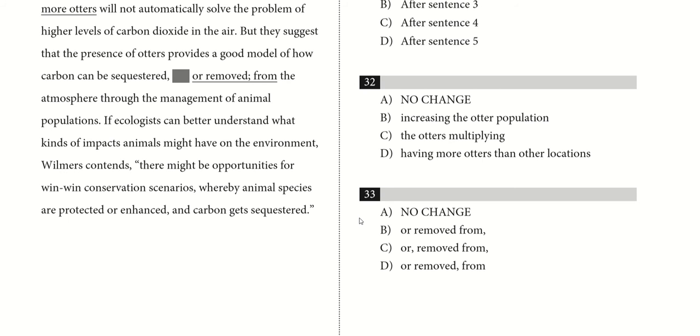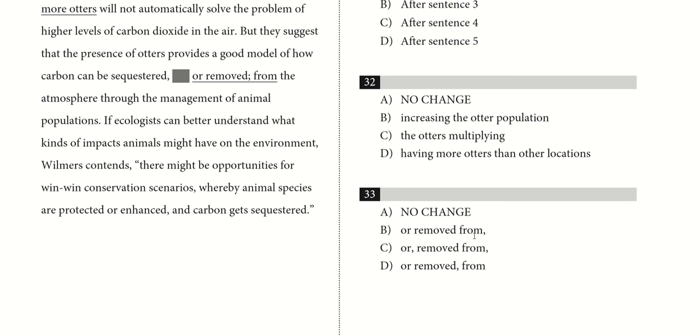So let's look at B. It has the comma after the word from. So we're saying can be sequestered, comma, or removed from the atmosphere through the management and so on. So let's remember that when something is surrounded by two commas, it means that it's some kind of elaboration or specification, qualification of something that's said before, which also means that the sentence should be able to make sense if you remove what's in between the commas.